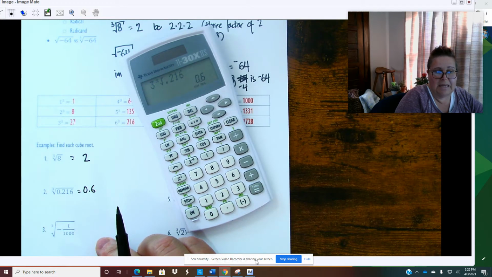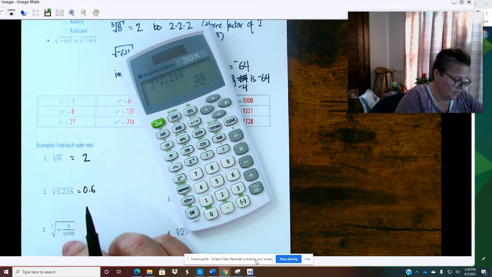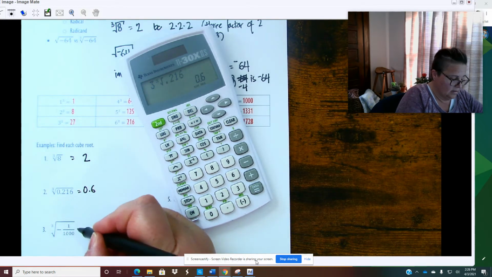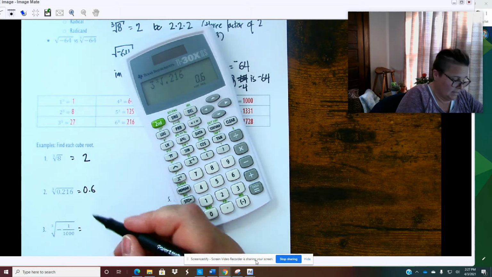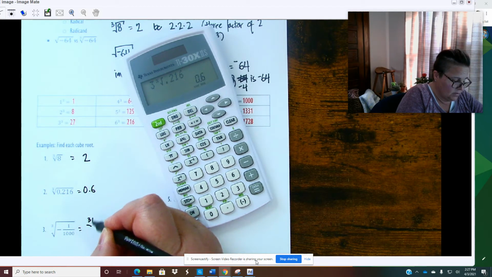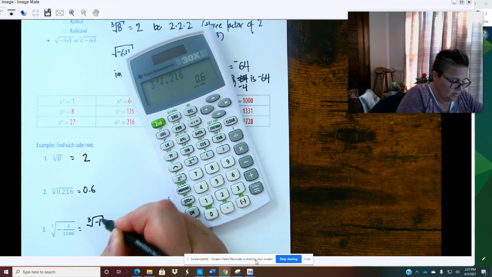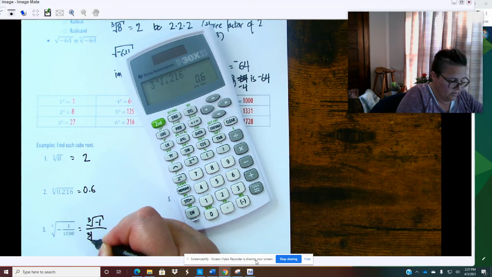For number 3, I have the cube root of a negative 1 over 1,000. You can break this just as we did the other with the square root. I can do the cube root of a negative 1 over the cube root of 1,000.